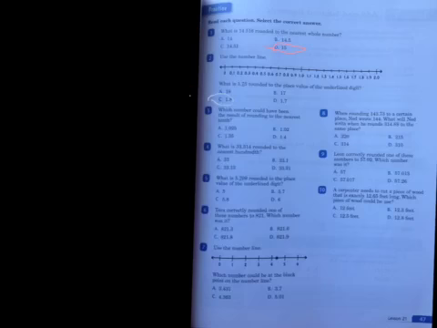Okay, so let's look at A. So A is 1.025. So in our 10th place is our 0. So we know that is not it because the 2 is next. So that is not it.